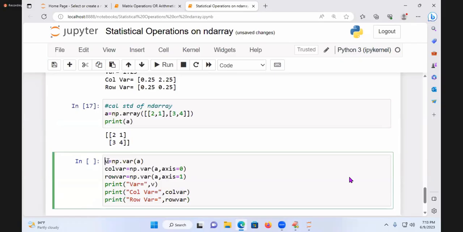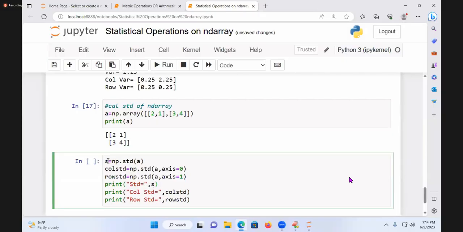So here I will write STD: STD of A, column STD, and row STD. Here I am writing variance as V. Column standard deviation is equal to the column standard deviation, and row standard deviation is equal to the row standard deviation.